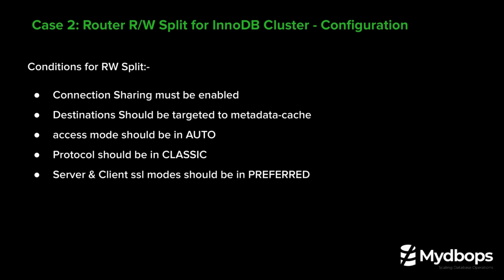And for destinations, we cannot manually give destinations, like these are the servers it has to use, server A, server B. We cannot give that. It is only applicable for a cluster set. So it will take the metadata cache as a reference.